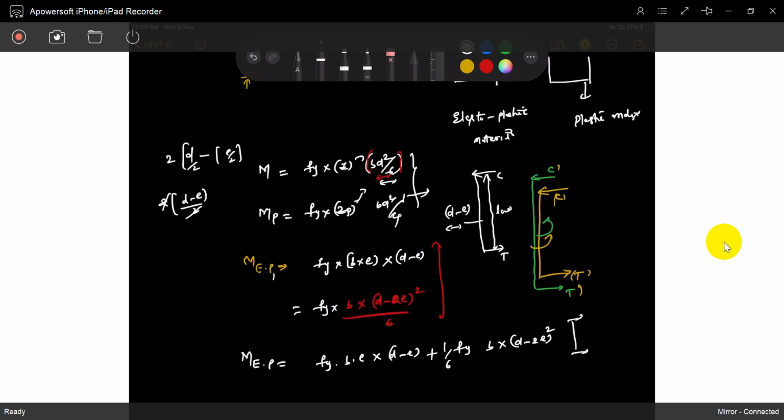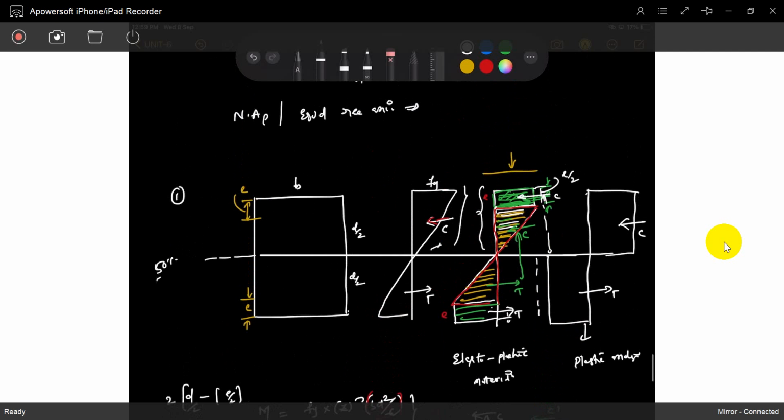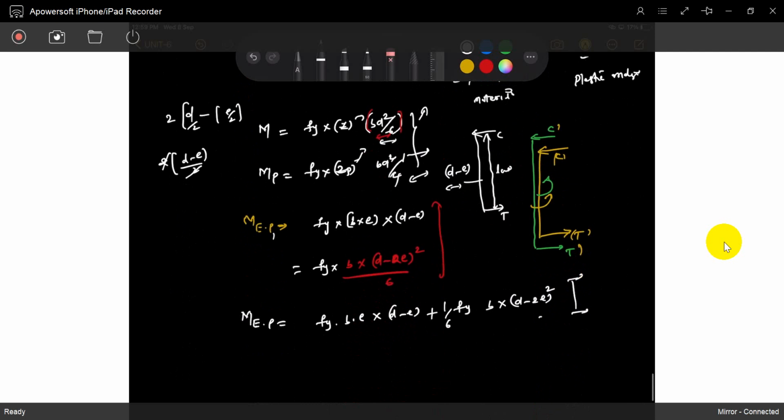You can find out like this. If someone asks, if 50% of the material reaches the plastic region and 50% is in the elastic region, what is the moment carrying capacity of the rectangular section? If 100% elastic, we know it. If 100% plastic, we know it. If only 50% reaches the plastic zone and 50% is in the elastic zone, how can you find out the moment carrying capacity? You will find it like this.